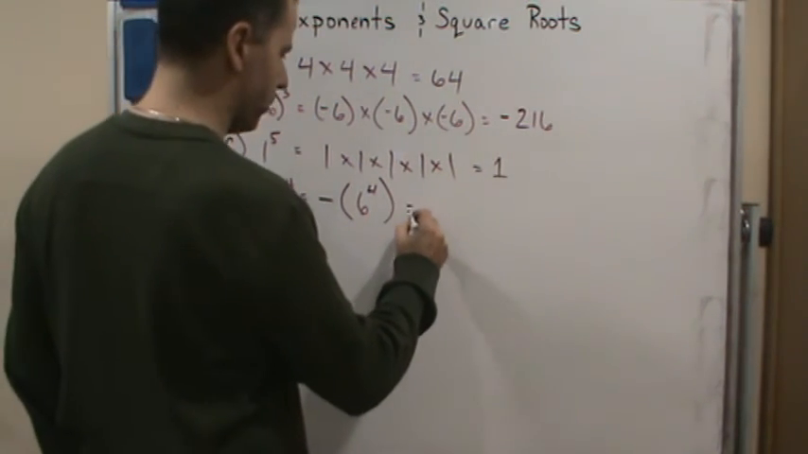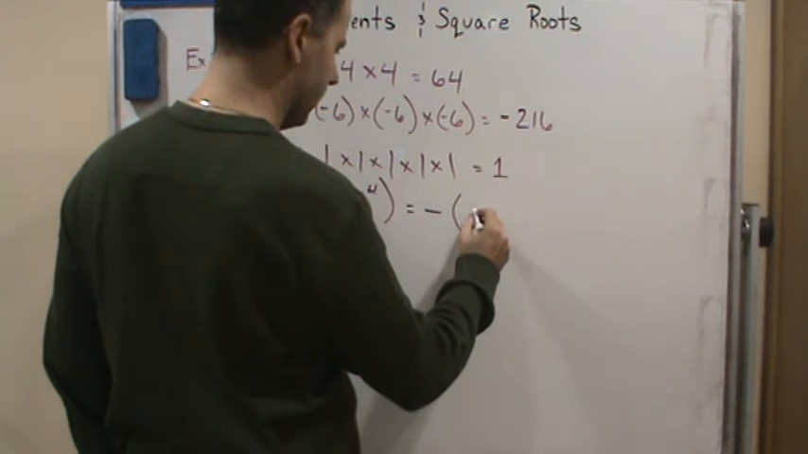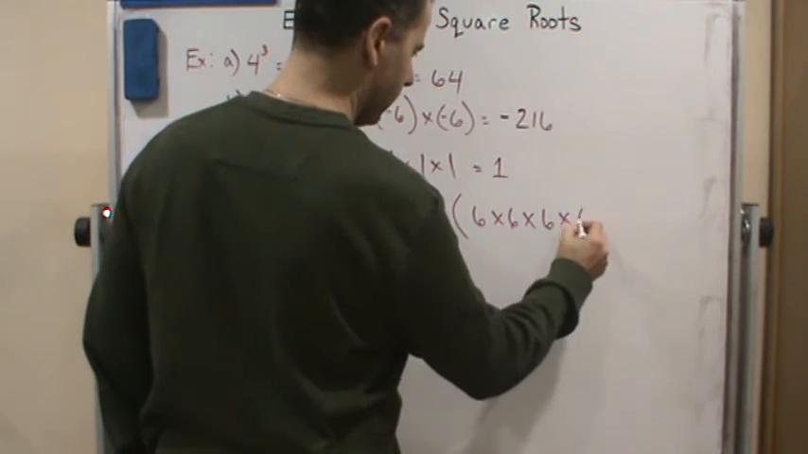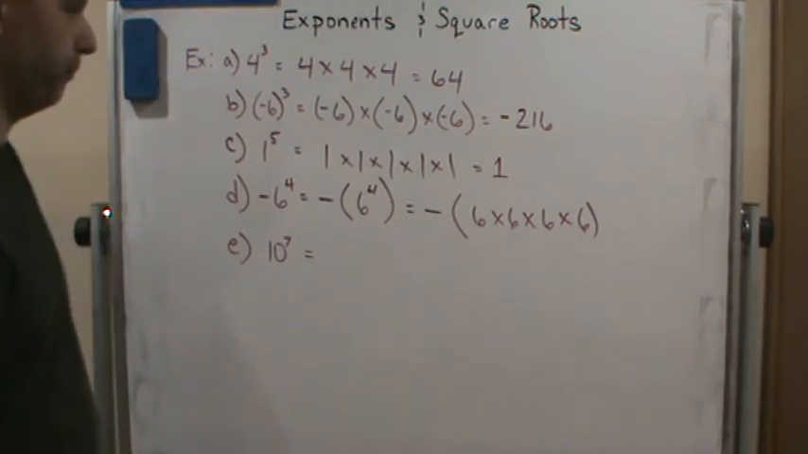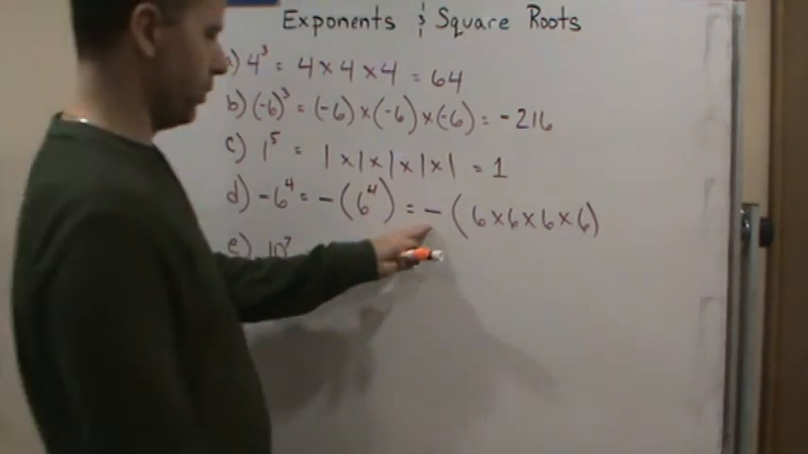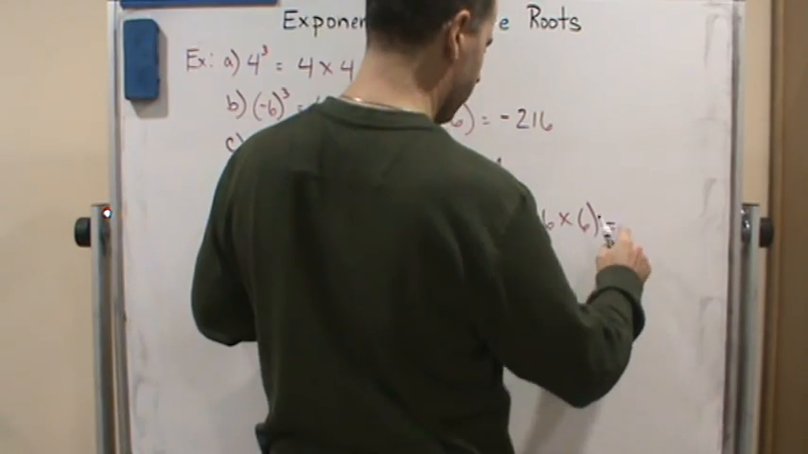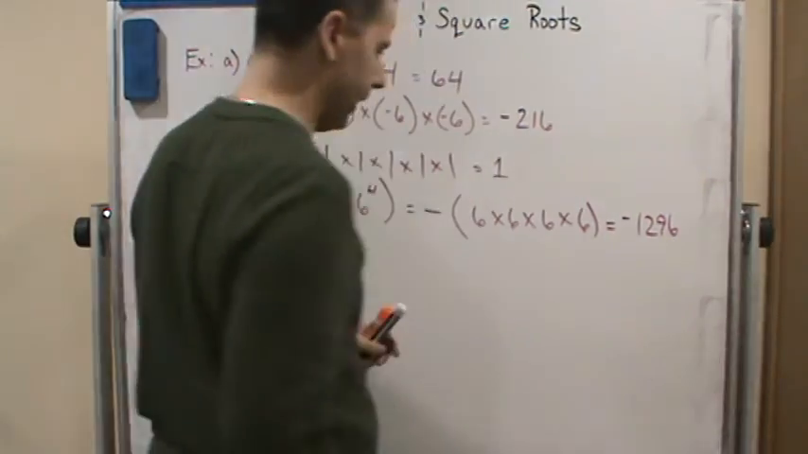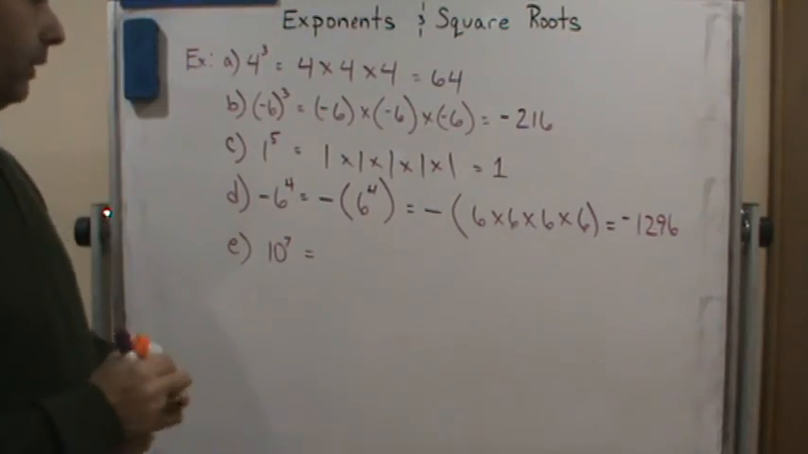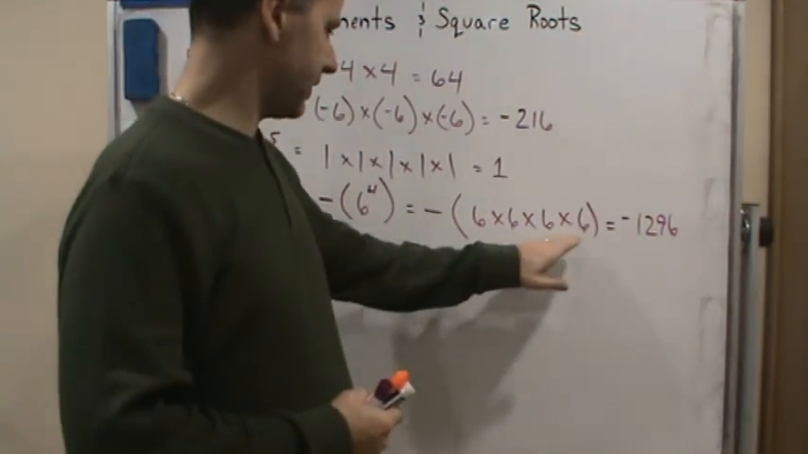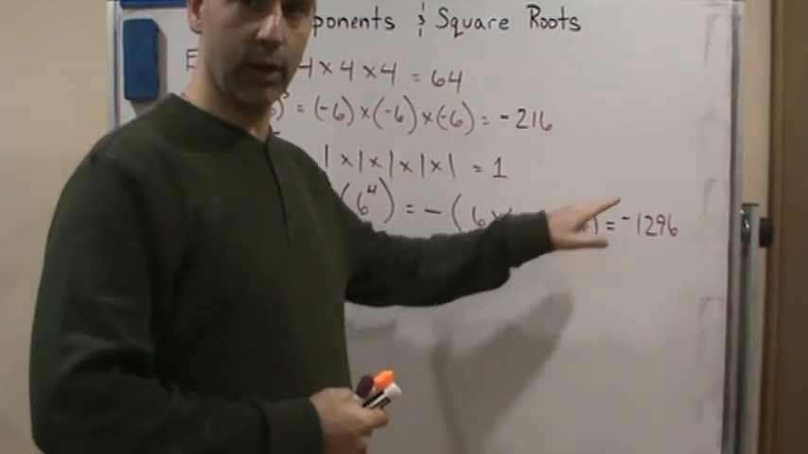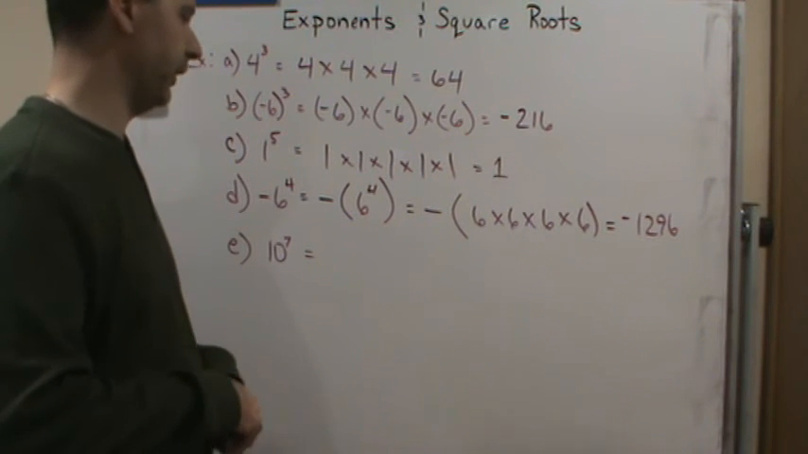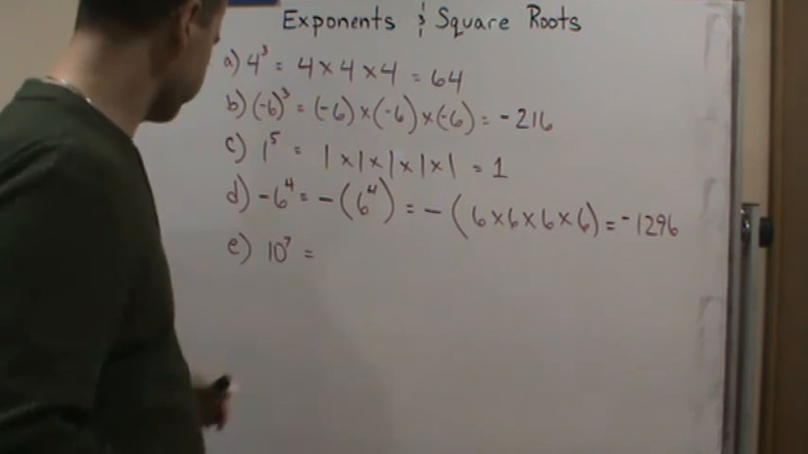So this means that we're doing the opposite of what? 6 times 6 times 6 times 6. Okay? Which means that this would be equal to negative 1,296. Okay? So that's 36 times 36, and 36 squared is 1,296. Okay? Check your calculator. Okay.